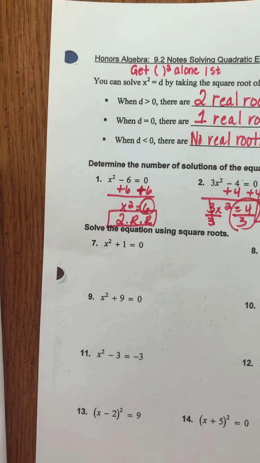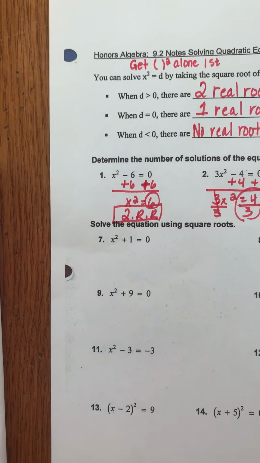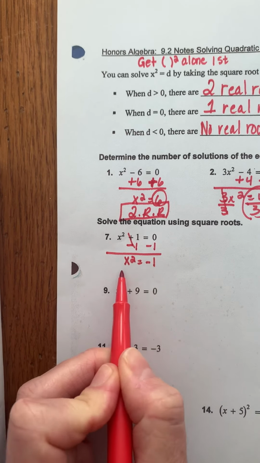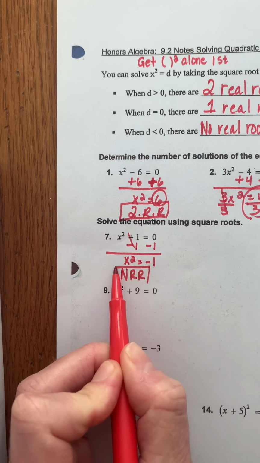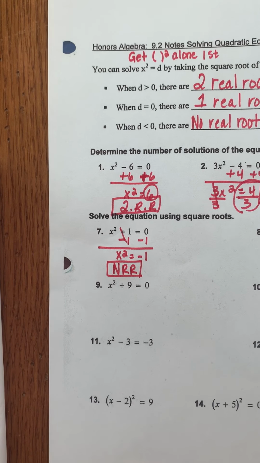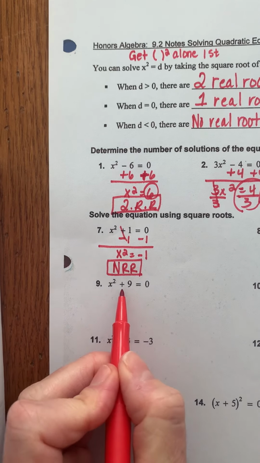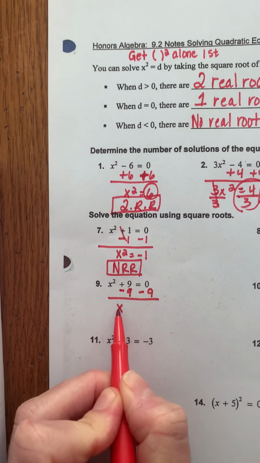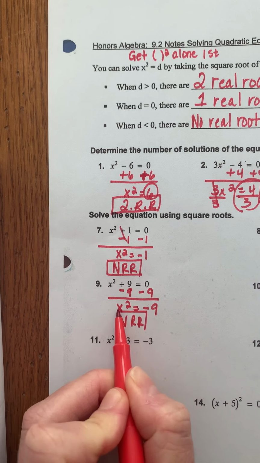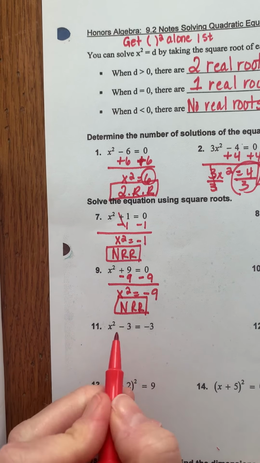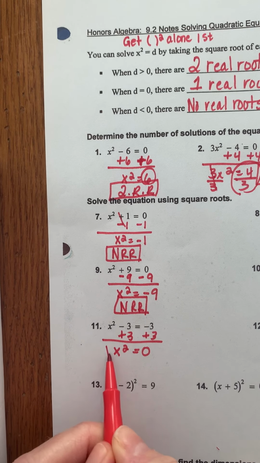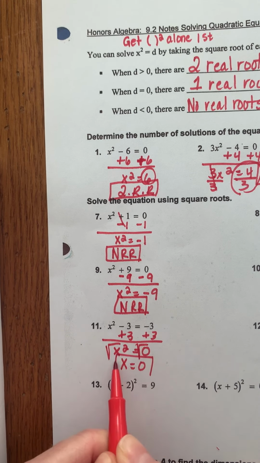For number 7, I'm going to go straight down so I don't have to keep moving the paper. Subtract 1 from both sides. So you have x squared equals negative 1. You can't go any further because x squared equals a negative number, so you're going to get no real roots. Same thing here, subtract 9 from both sides. So x squared is negative 9. You can stop there. No real roots. They're the easy ones, right? For 11, add 3 to both sides. X squared equals 0. Square root. X is 0.